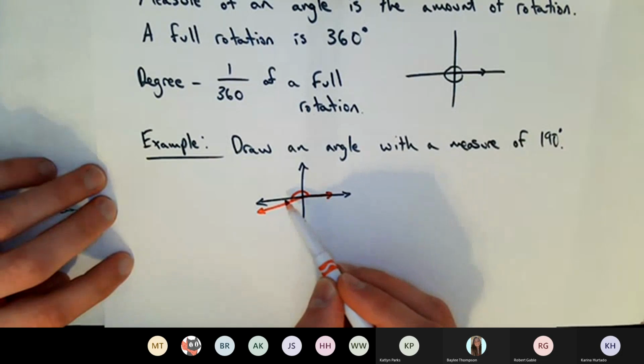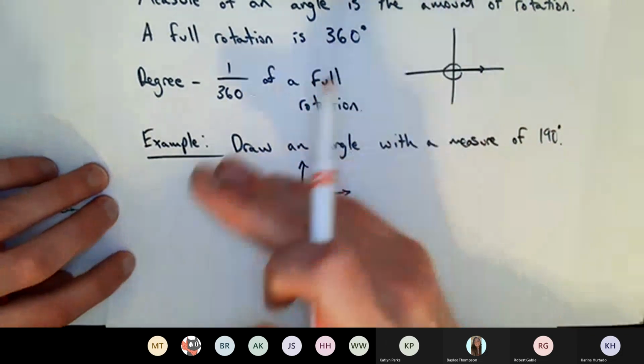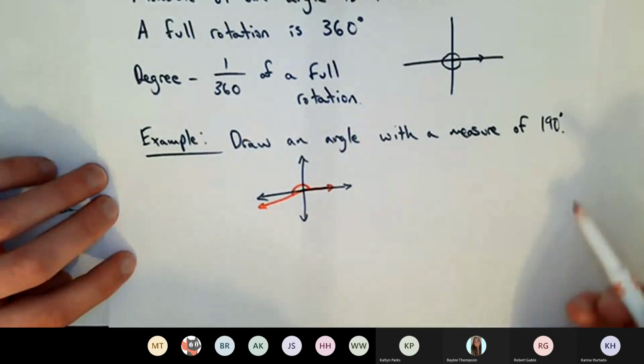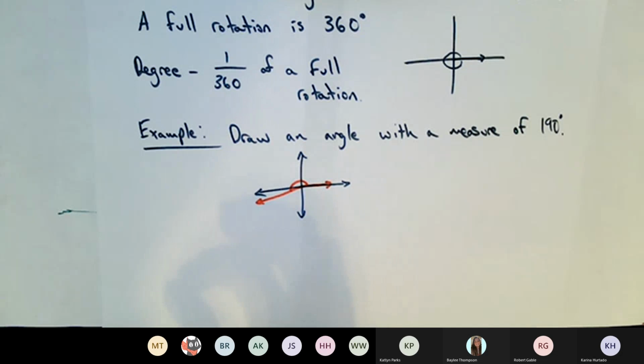And this little half circle, that little curve, is showing you that I'm measuring counterclockwise, so a positive angle. Okay, no problems so far.